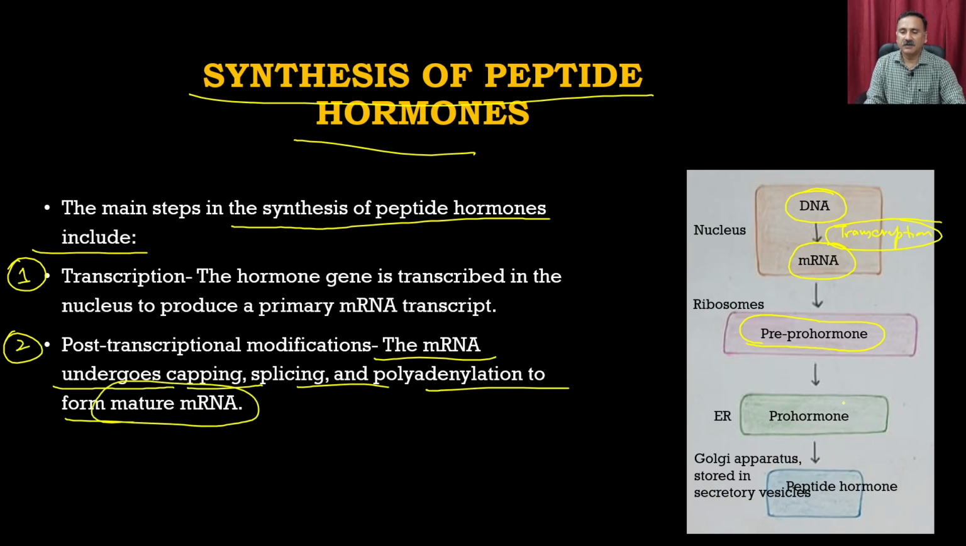And then once it forms the mature messenger RNA, the mature messenger RNA is going to produce the peptide hormone, and then the peptide hormone is going to be put into the secretory pathway, and that's how it is going to be secreted out of the cell.